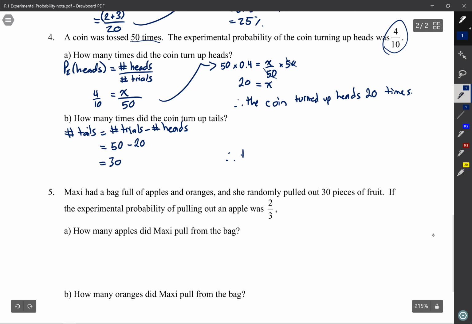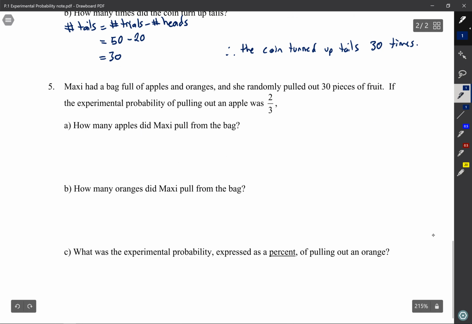So therefore, the coin turned up tails 30 times. And our final question here, Maxie has a bag full of apples and oranges. So those are the only two things in the bag. Maxie randomly pulls out 30 pieces of fruit. That's going to be important. And if the experimental probability of pulling out an apple was 2 over 3, then how many apples did Maxie pull from the bag?